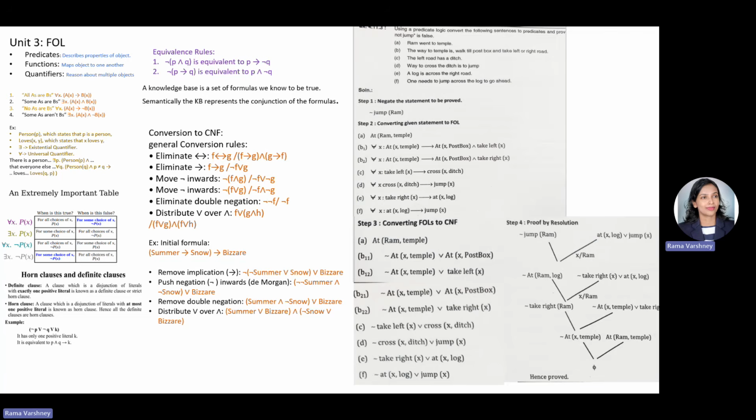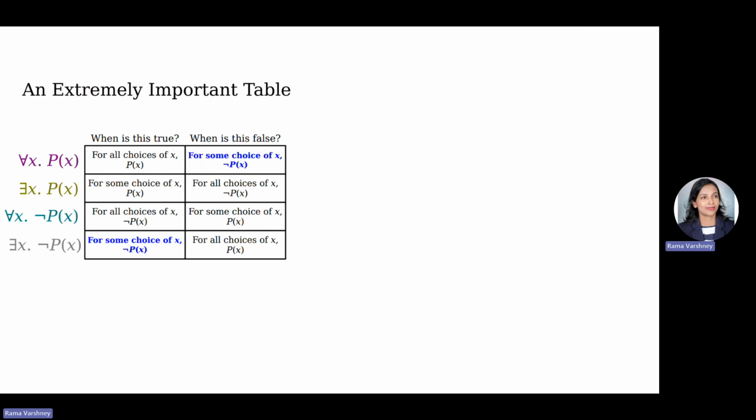Now we need to understand a very important table. You can see it in the zoom. What is that? When the value is true, which one is false and true? For all x, P(x): for all choices of x, P(x) is true. For some choice of x, the negation of it is not true. There exists x, P(x): for some choice of x, it is true.